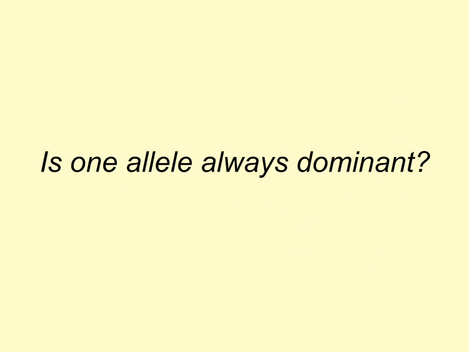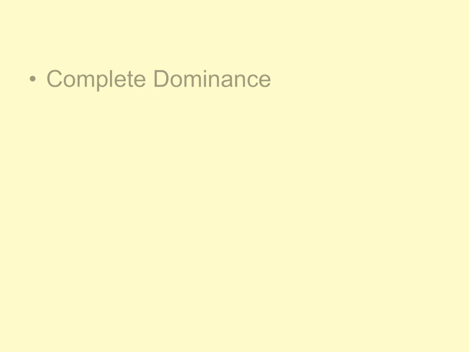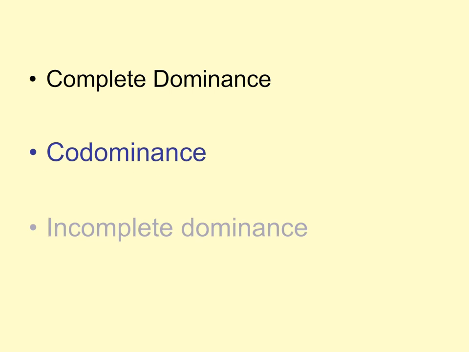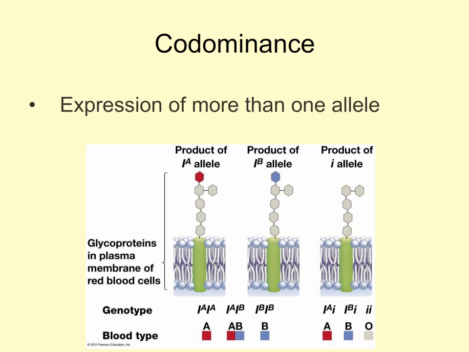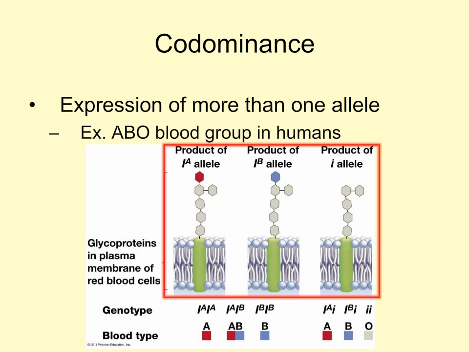Is one allele always going to be dominant for every character? Well, the traits we've looked at so far have been determined by complete dominance. Many alleles do not display this type of dominance, and we also see codominance and incomplete dominance. In codominance, more than one allele type can express itself at the same time. A good example is the ABO blood group in humans.